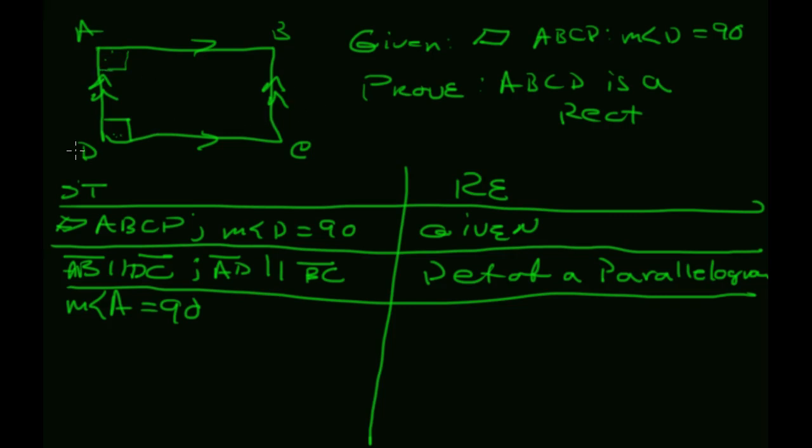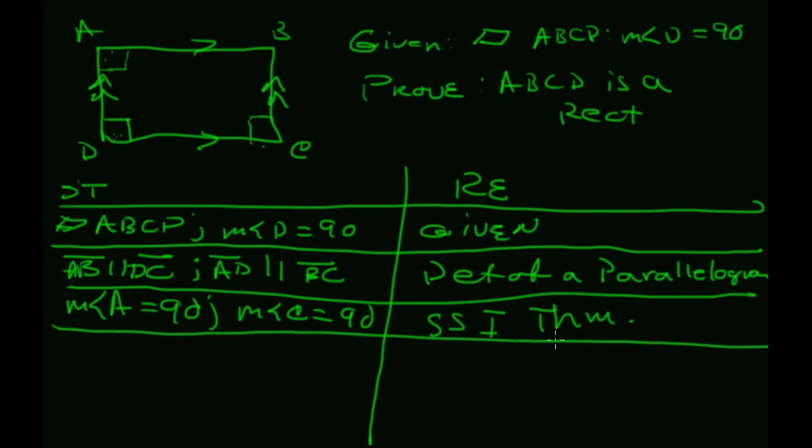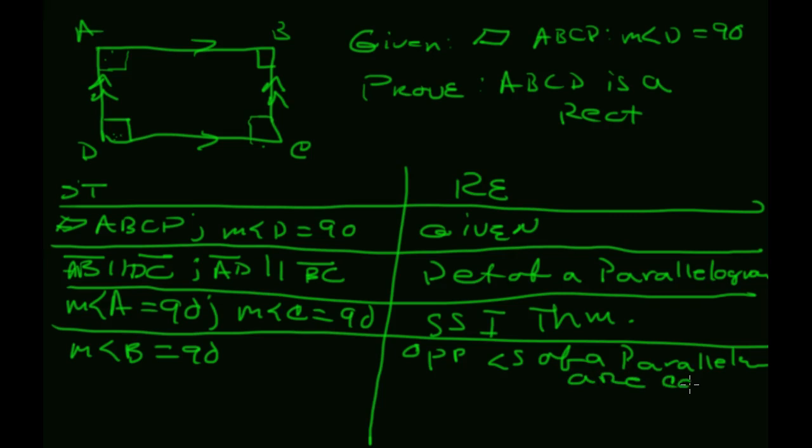There we go. Also, D and C are same side interior angles, which means that the measure of angle C also has to be 90. This is by the same side interior angle theorem, that they have to be supplementary. So if one's 90, the other one has to be 90. We also know that the measure of angle B has to be 90 because the opposite angles of a parallelogram are congruent. We proved that last time round. So it has to be 90.